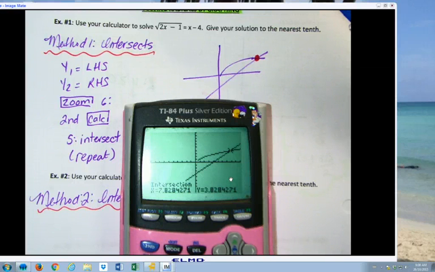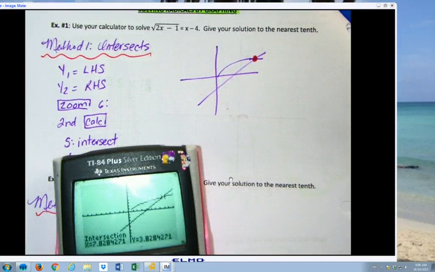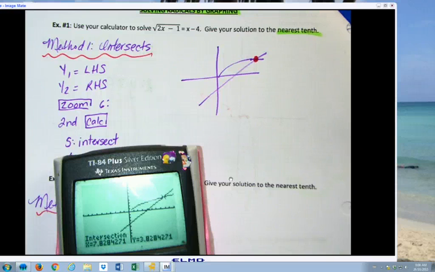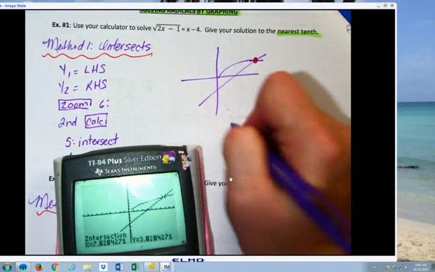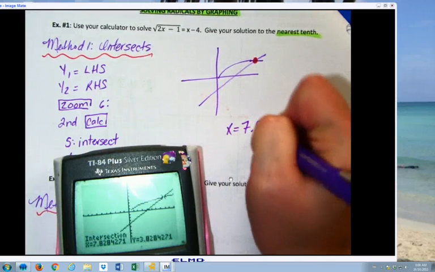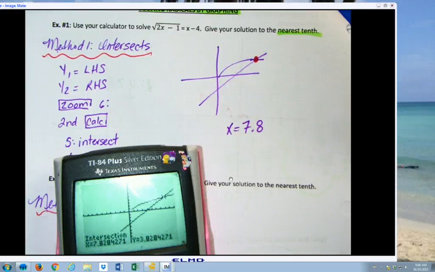Okay, so there's the hint. Move the cursor. The only thing we care about is the x coordinate. The y coordinate in this is irrelevant. It's where the x's are the same. Make sure that you always read the question for the rounding instructions. This one says nearest tenth. So 7.8. If you put down x and y, that's a half mark off because it's telling me you don't know which is the solution.